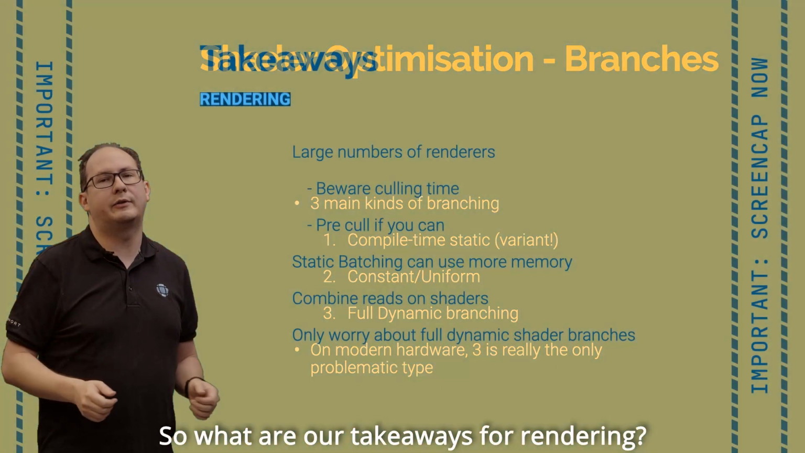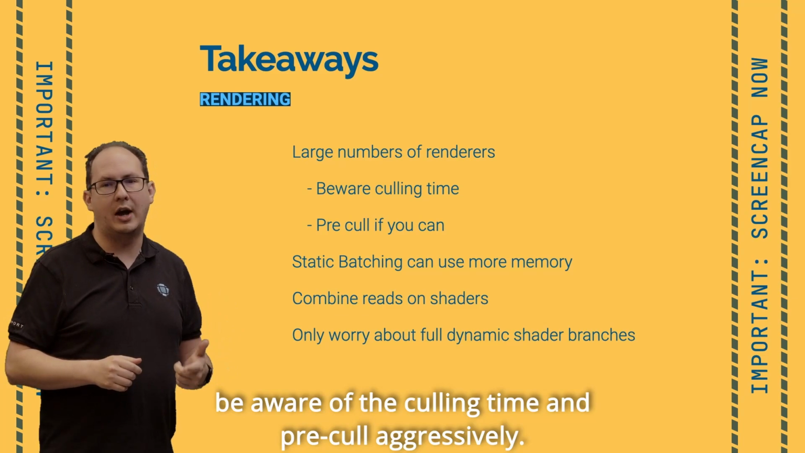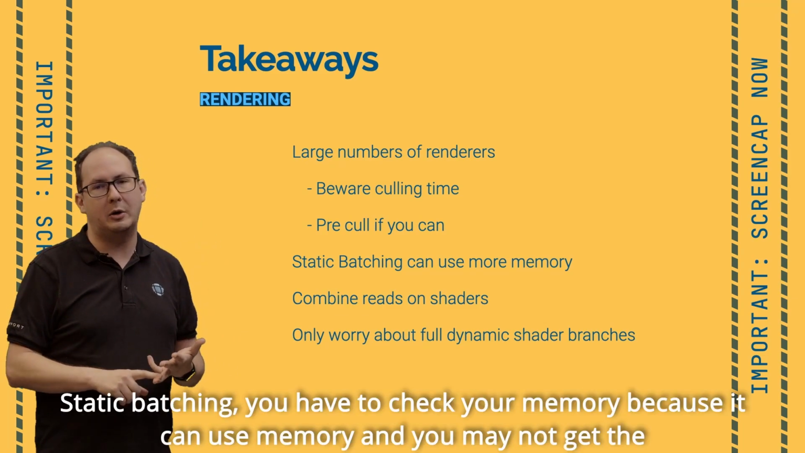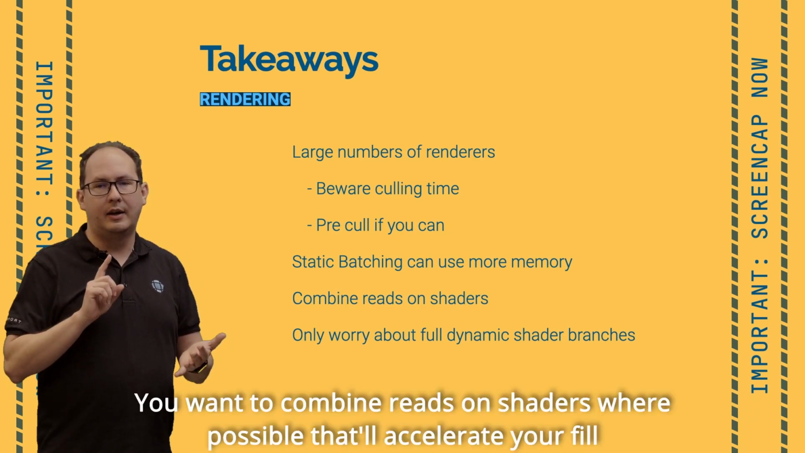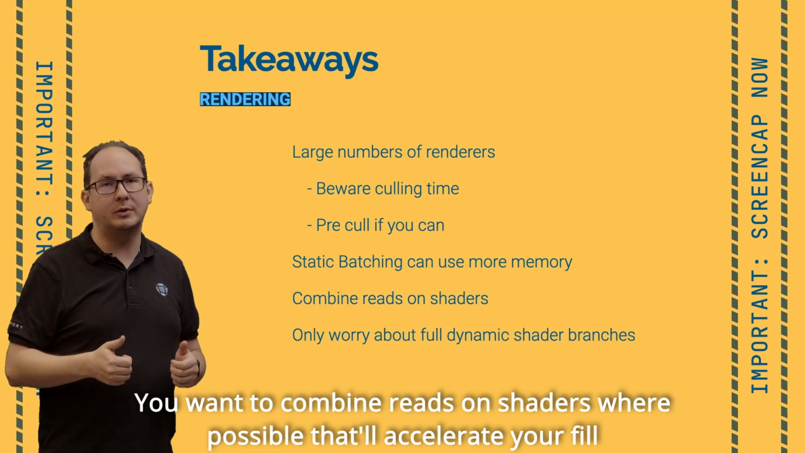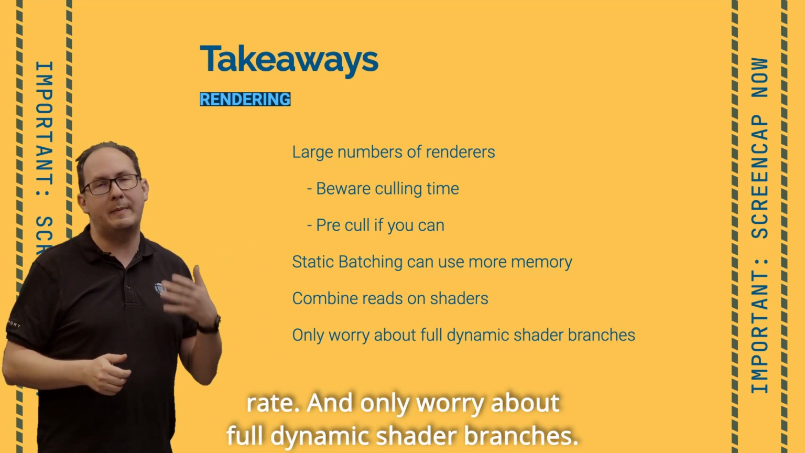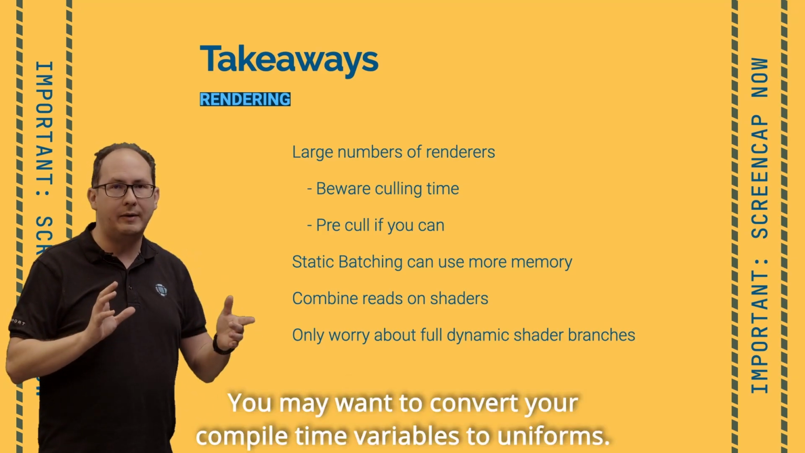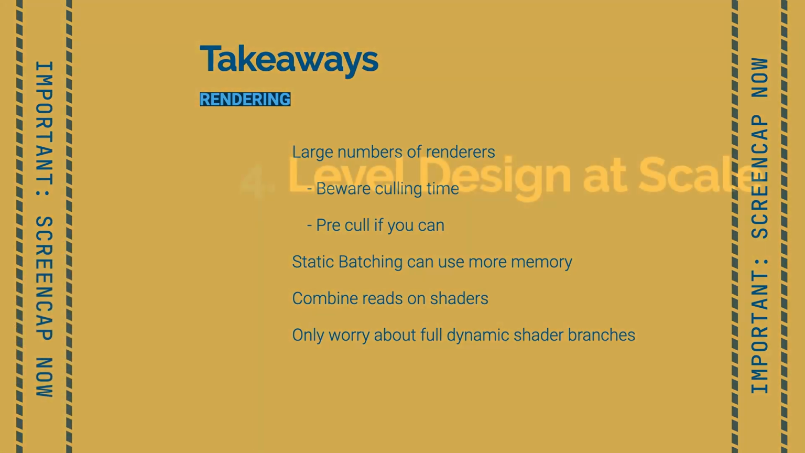So what are our takeaways for rendering? If you've got a large number of renderers, beware the culling time and pre-cull aggressively. With static batching, you have to check your memory because it can use memory and you may not get the wins you need. You want to combine reads on shaders where possible. That'll accelerate your fill rate. And only worry about full dynamic shader branches. You may want to convert your compile time variables to uniforms if you're compiling too many shader variants.